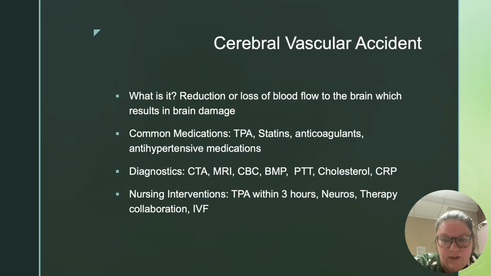Neuros, so you'll be doing frequent neuro checks. They'll need very aggressive physical therapy, occupational therapy, speech therapy, and then IV fluids.